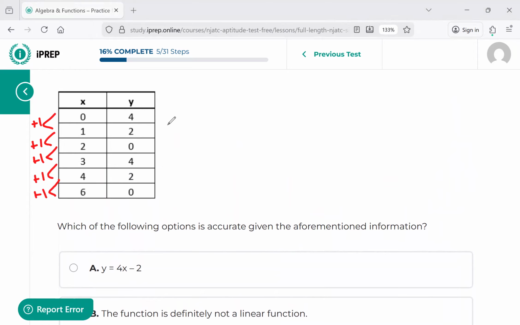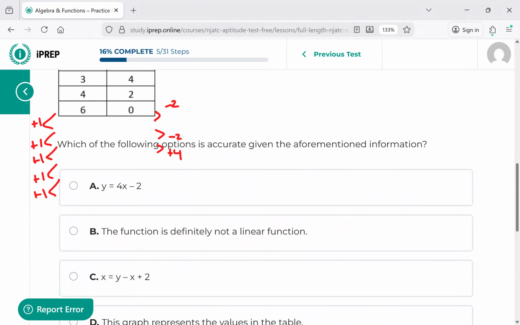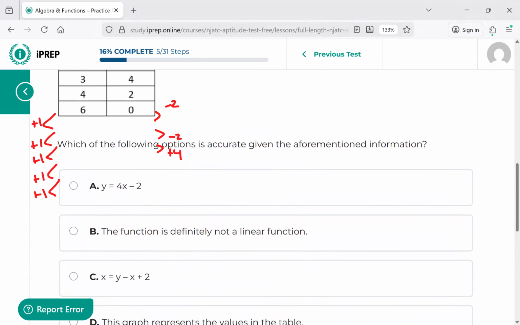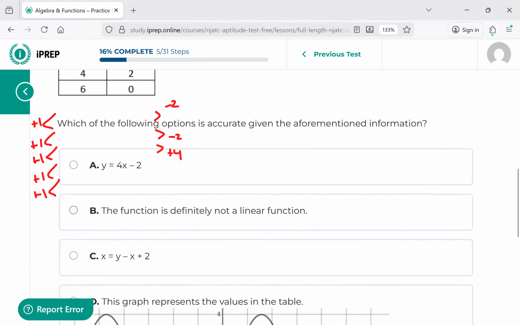Now let's look at the y's. From 4 to 2, you have to subtract 2. From 2 to 0, you have to subtract 2. From 0 to 4, you have to add 4. That's a big indication that this is no longer linear. The difference has to be constant. So we know it's not linear anymore. So we can eliminate A, we can eliminate C because they're both linear. This is definitely not linear, so it has to be.